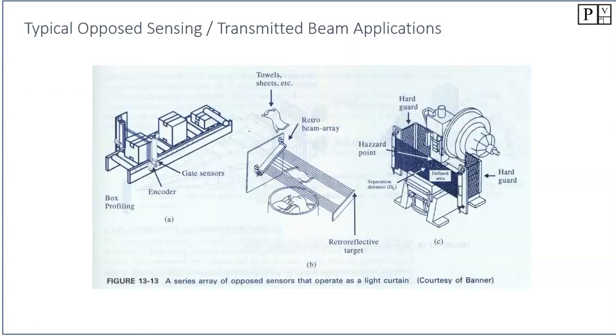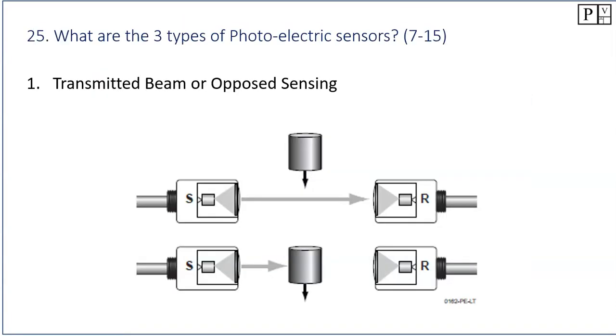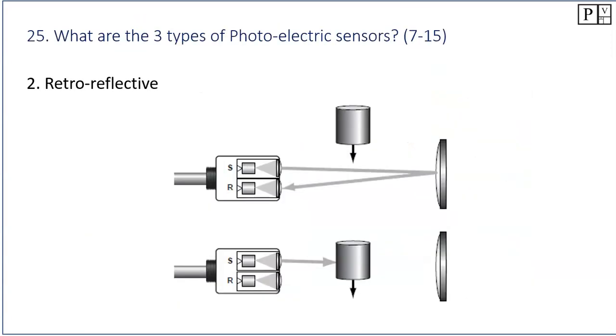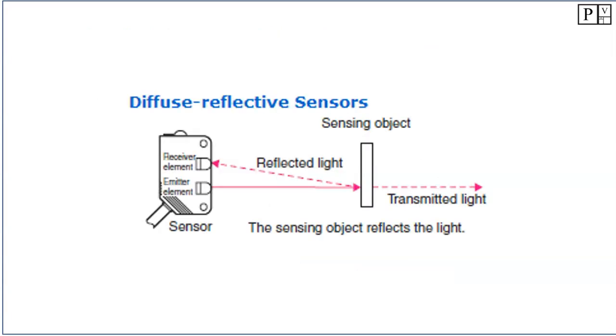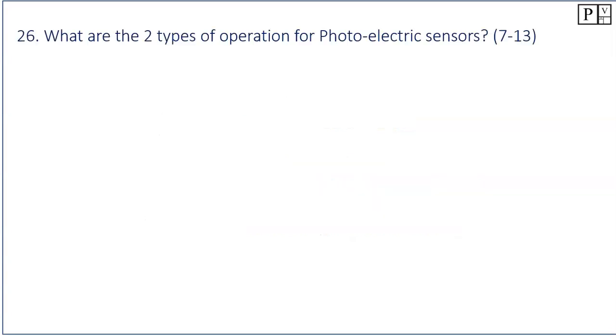Okay, so we have three different types. We have the transmitted beam, or opposed sensing. We have the retroreflective, and the diffuse sensor. Okay, and again, the diffuse sensor works in that the diffused or reflected light comes back to the receiver.